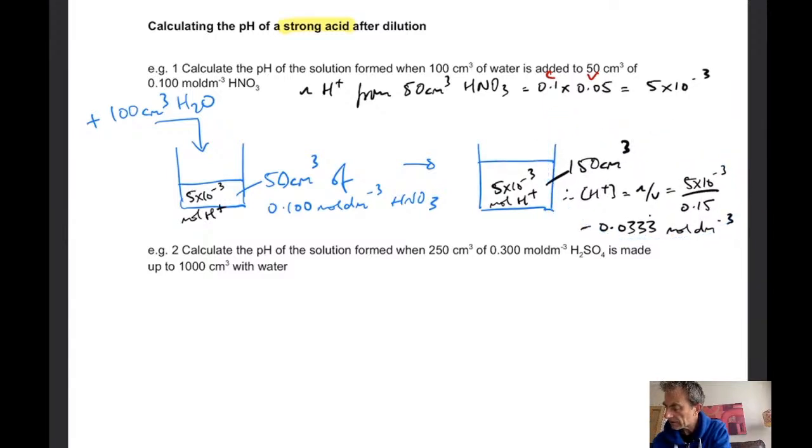So the pH is minus log of 0.0333, and it comes out at 1.48. That would be the pH of the solution formed.